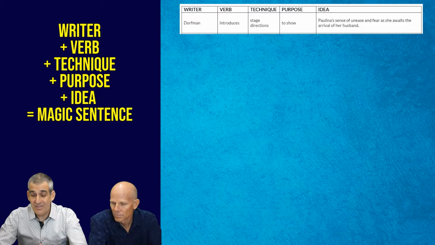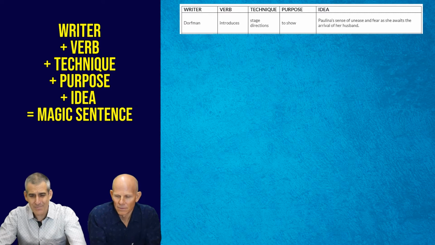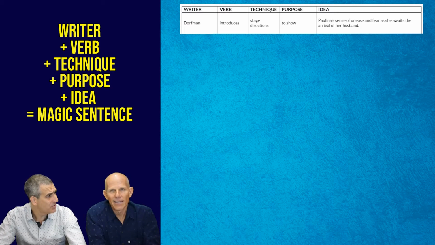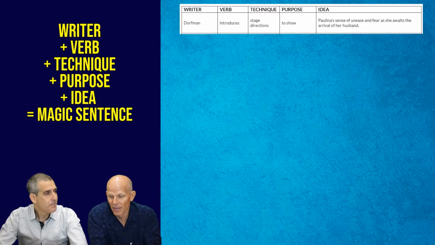Mr. Giles, I really love the idea in there, this idea of unease. I love the verb, introduces, the purpose to show, the technique is there, the writer's name. I get the magic sentence. I think I see what this is trying to accomplish. It's simple. You can see that the real meat of that sentence is the idea that ends the sentence.